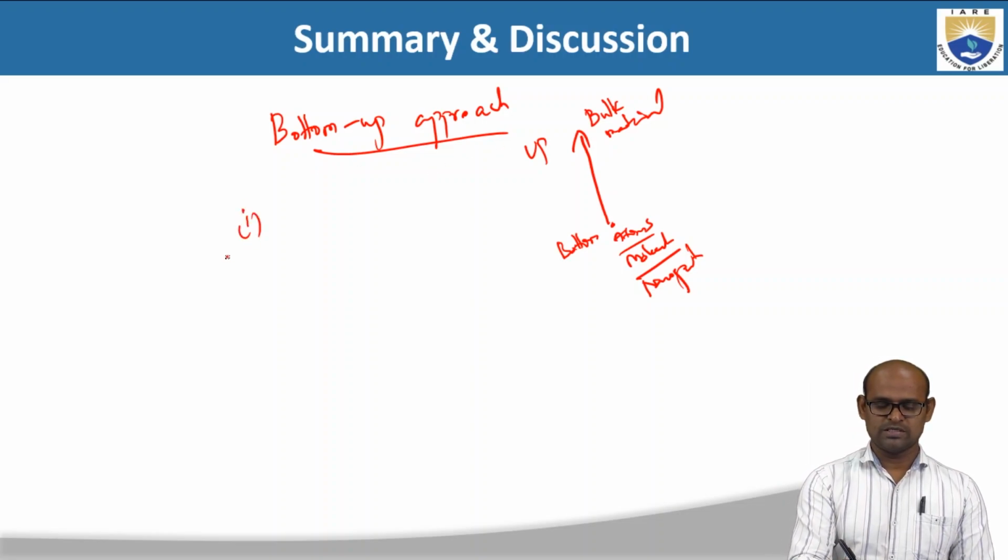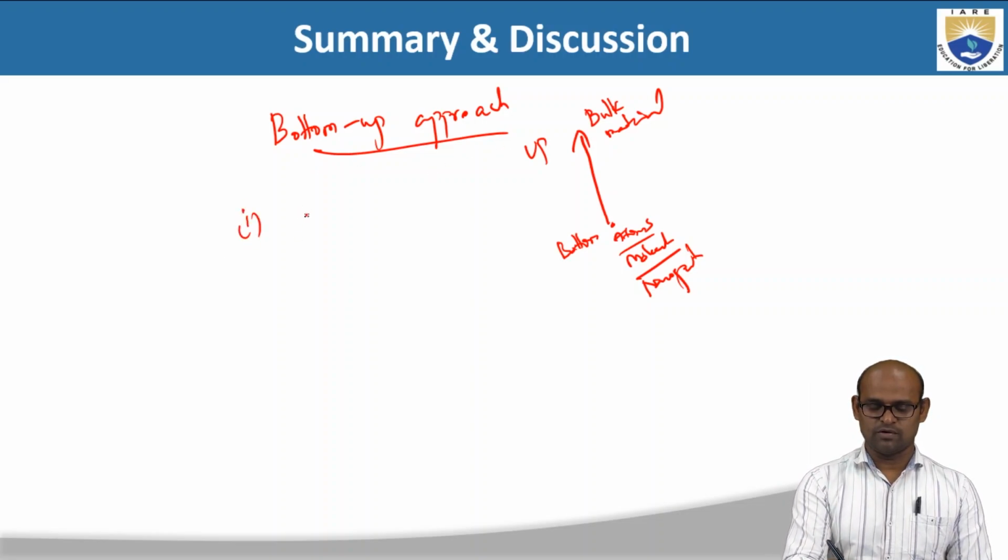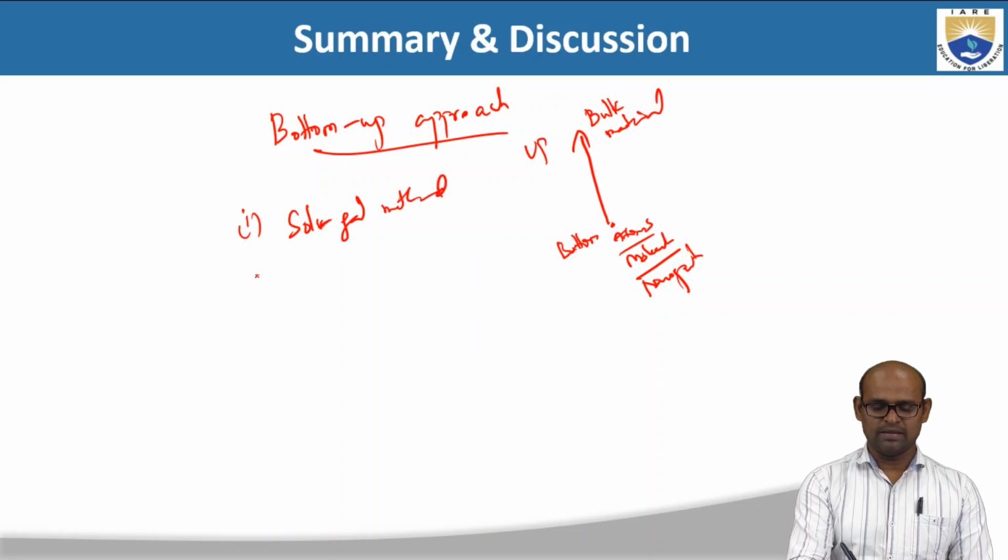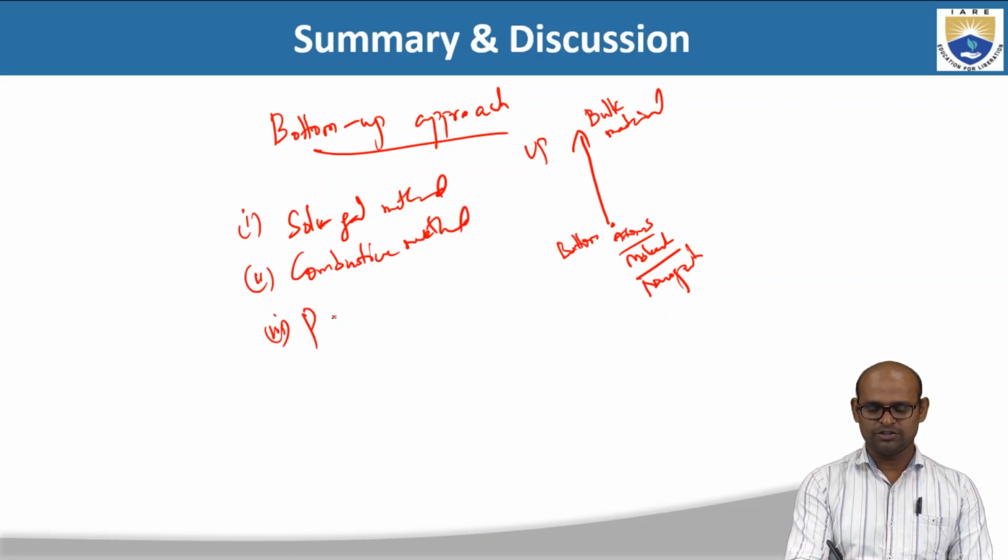In the bottom-up approach, there are three different types of methods. The first method is the sol-gel method, the second one is the combustion method, and the third one is the precipitation method.